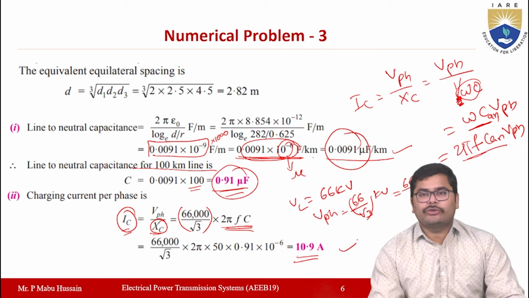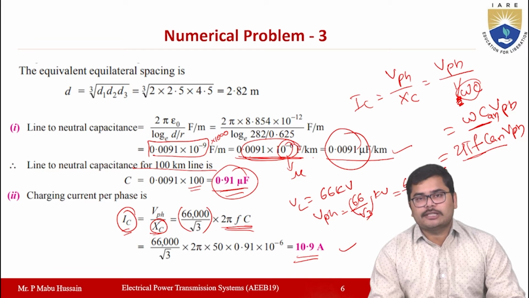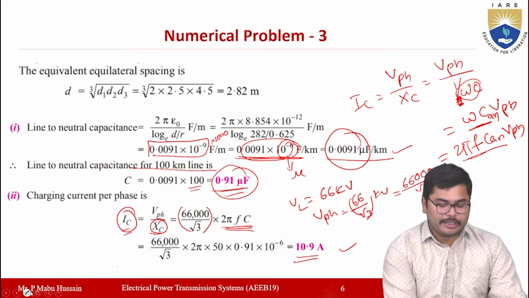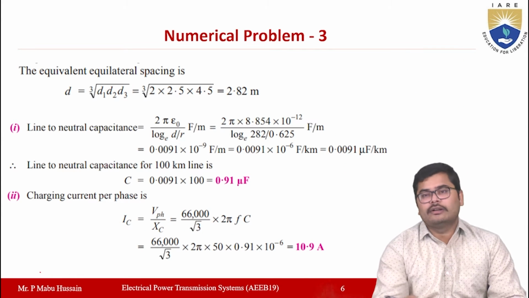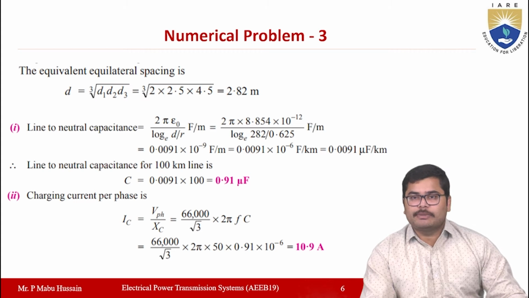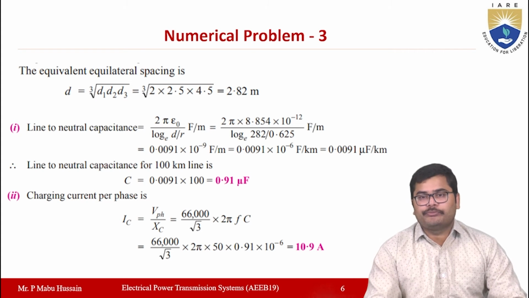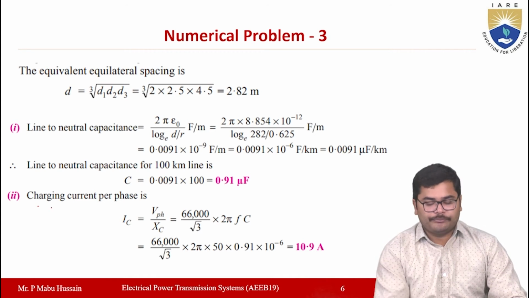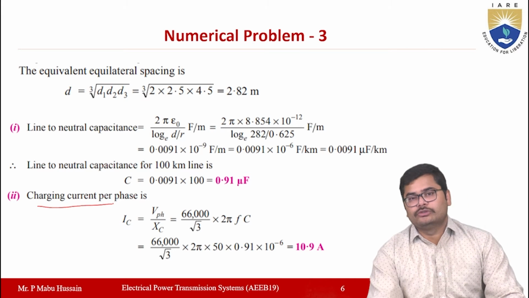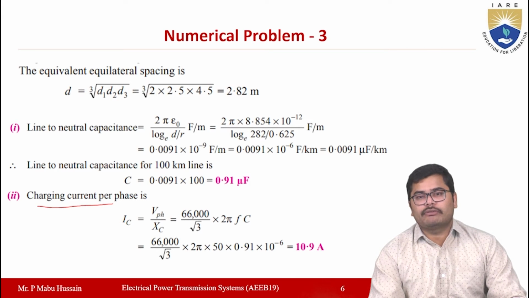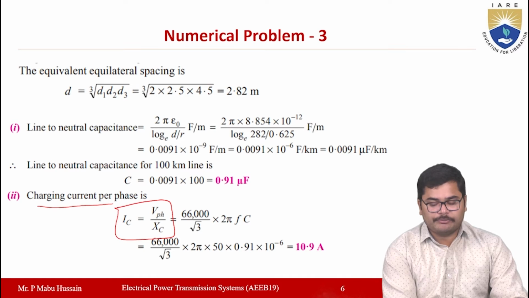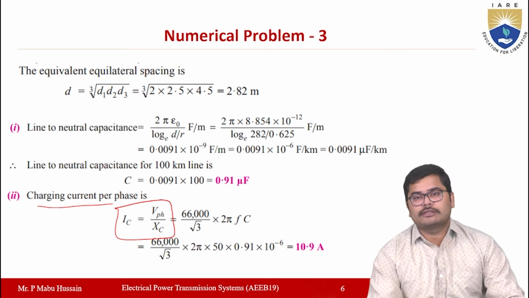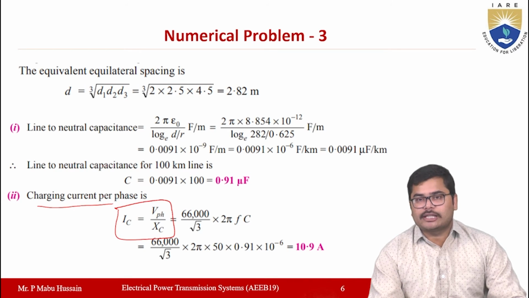Okay, so this is how you can determine the per phase capacitance of a 3-phase transmission line when the spacing is asymmetrical. For an asymmetrical 3-phase transmission line, you can calculate the per phase capacitance like this, and you can even calculate the charging current per phase also. For calculating the charging current per phase, the formula is always the same: IC is equal to V phase by XC for any type of transmission line.